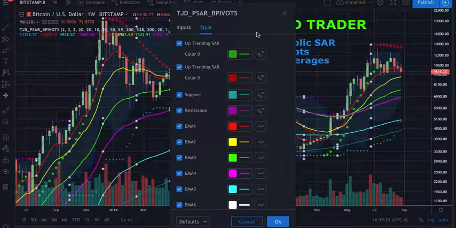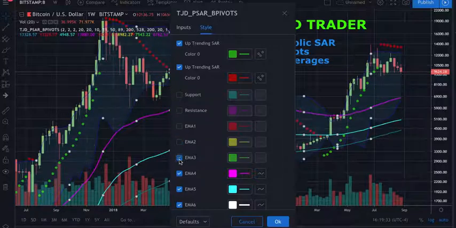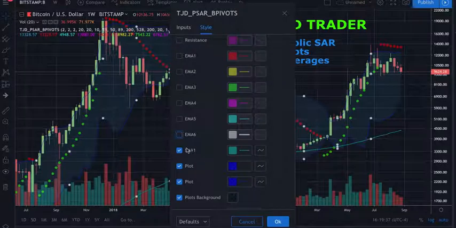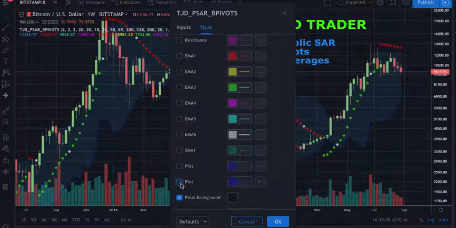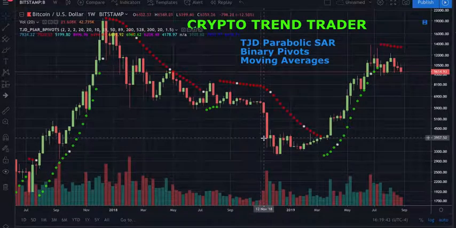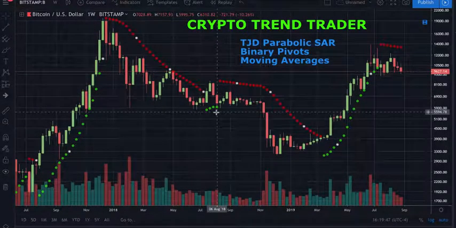So this will work on any market. We're looking at right now Bitstamp, Bitcoin on the weekly, and we're just going to start with the SAR, and I'm going to give you a breakdown of each portion of this indicator, because it is essentially multiple indicators combined into one, and that's going to give you key pivot points on the market as well as resistance, support, and trends.